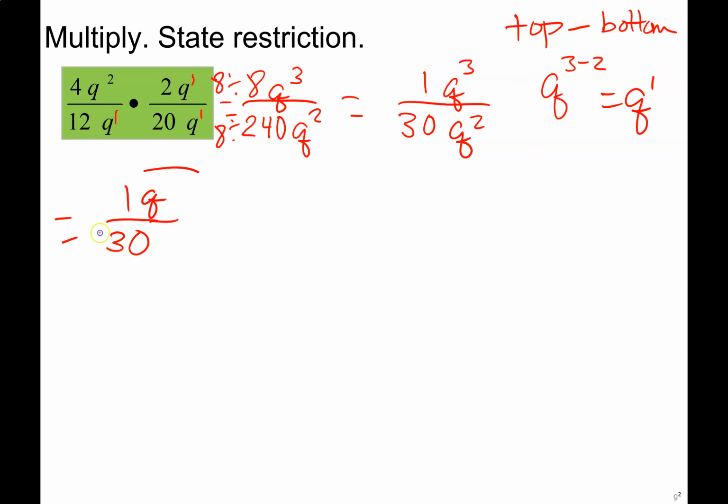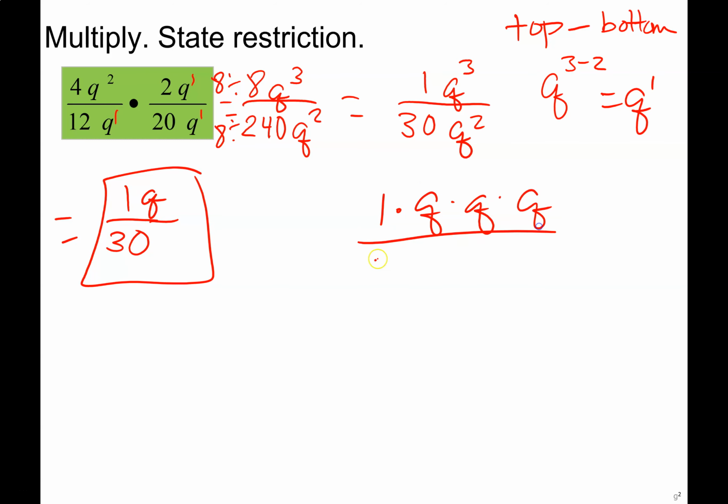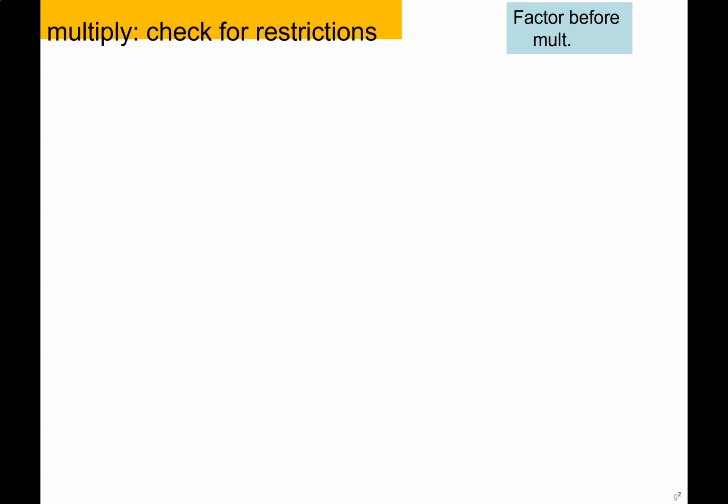Another way you could have done it, this is my answer. Another way you could have done it, yes, you could have expanded. You can do that. It's up to you. But at a certain point, you're going to have too many, right? So those would have canceled, and that's where you would have seen just the q. All right, let's try another one, guys.